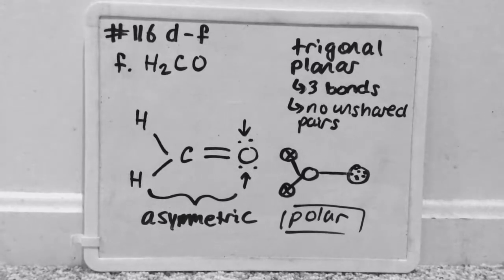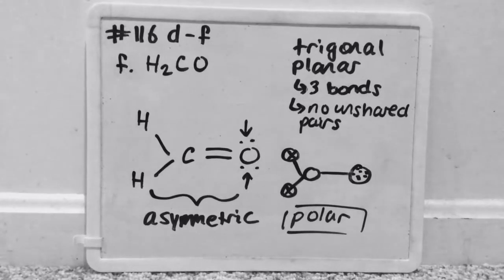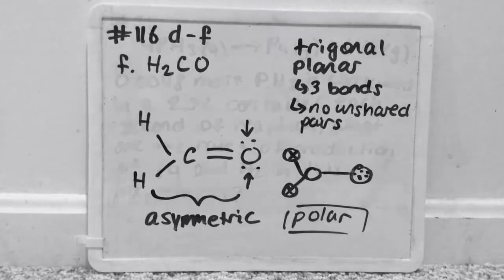And now for its polarity, H2CO is trigonal planar, which can be nonpolar, but since our compound is not symmetric and has 2 lone pairs around oxygen, the compound is polar.